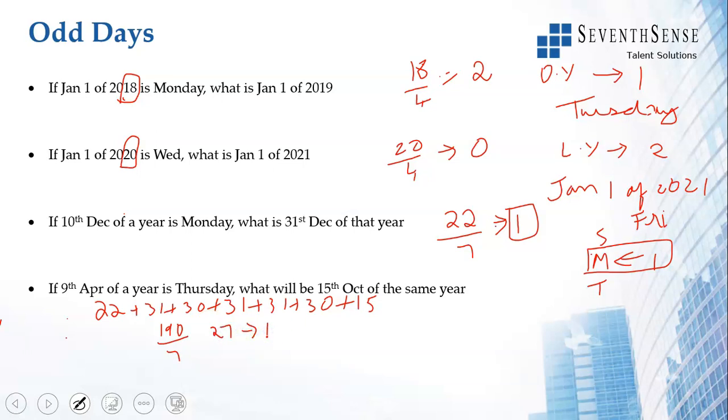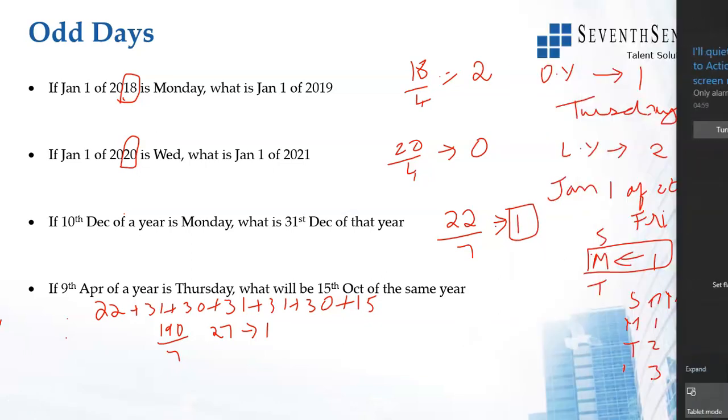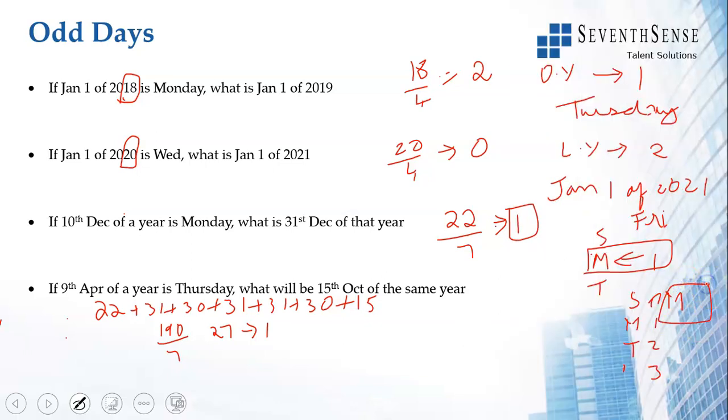So what does this mean? If the week started from a Monday, we know that these are the odd days: 0, 1, 2, 3. So if the week started from a Monday, 1 corresponds to the same day. We looked at the previous slide; that was assuming the first day of the calendar was a Monday. Here 9th April is Thursday. So we start from Thursday, and if the number of odd days is 1, it means that the day asked is the same day. Let me repeat.